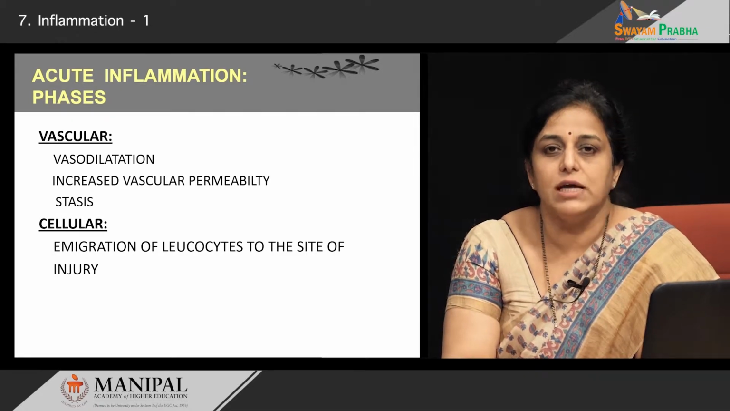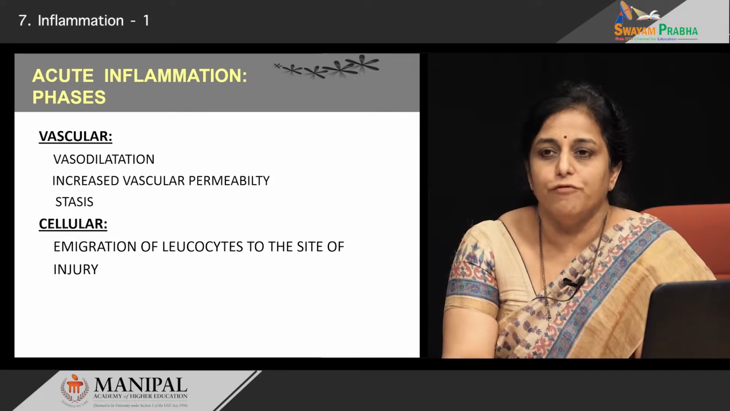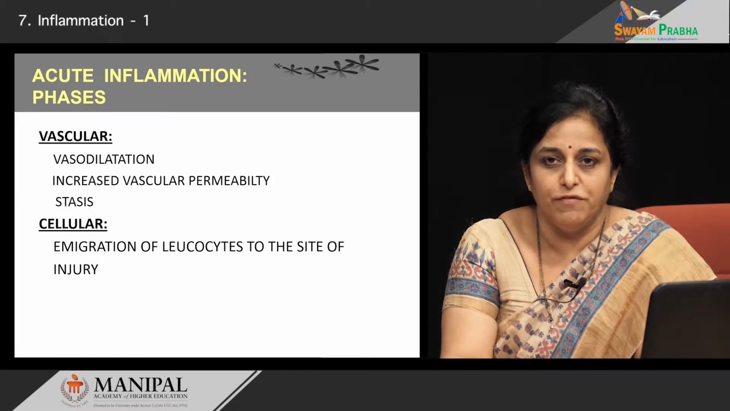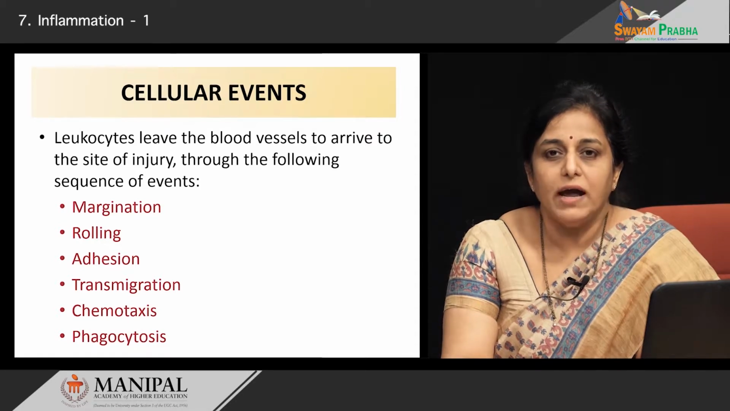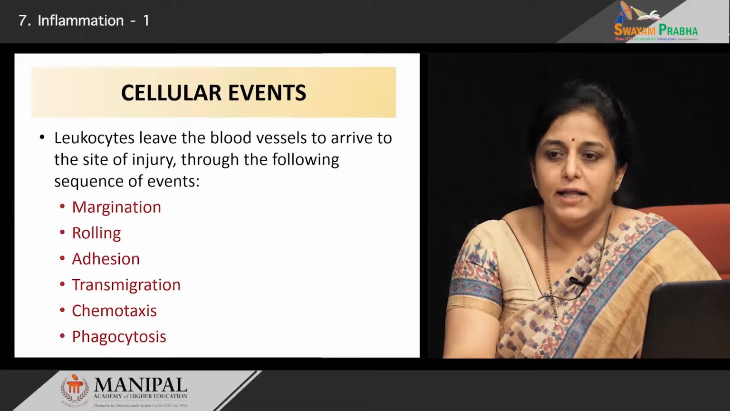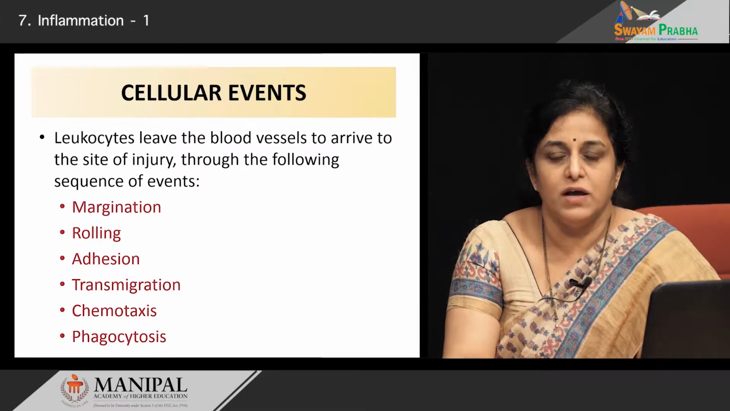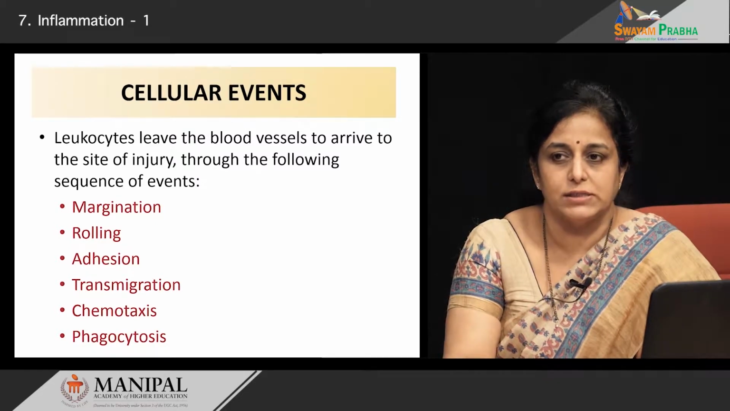Today we will focus on the cellular events that happen in inflammation, wherein there is emigration of leukocytes from circulation to the site of inflammation. So, leukocytes leave the blood vessels to arrive at the site of injury, and it is a sequential process, involves margination, rolling, adhesion, transmigration, chemotaxis and phagocytosis. So, these are the steps that happen before a leukocyte from circulation exits and arrive at the site of inflammation to tackle the injurious agents.